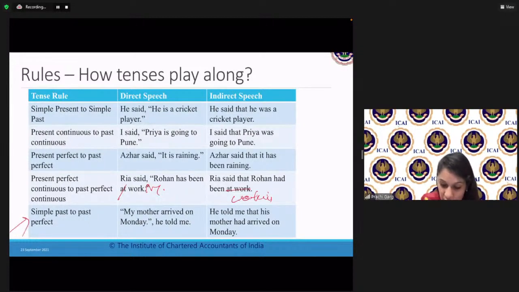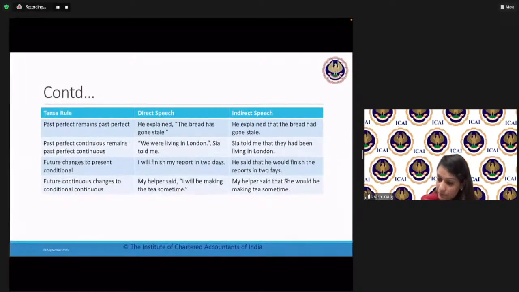Now, this is one exception. Simple past will change to past perfect because simple past cannot change to anything else. So, simple past changes into past perfect. Okay. Past perfect remains past perfect only. This is another exception here. He explained the bread has gone stale. He explained that the bread had gone stale. Had gone stale. Clear? Past perfect continuous remains past perfect continuous again. We were living in London. Sia told me that they had been living in London.